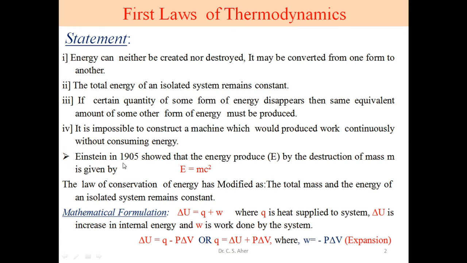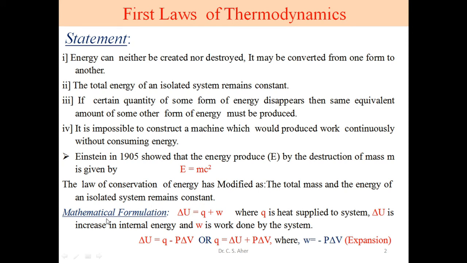Einstein in 1905 showed that the energy produced by the destruction of mass m is given by his famous relation E = mc². This is Einstein's famous equation. Whenever energy is created, mass is lost. On the basis of this Einstein equation, the first law of thermodynamics is modified, and the law of conservation of energy is modified as: the total mass and energy of an isolated system remains constant.